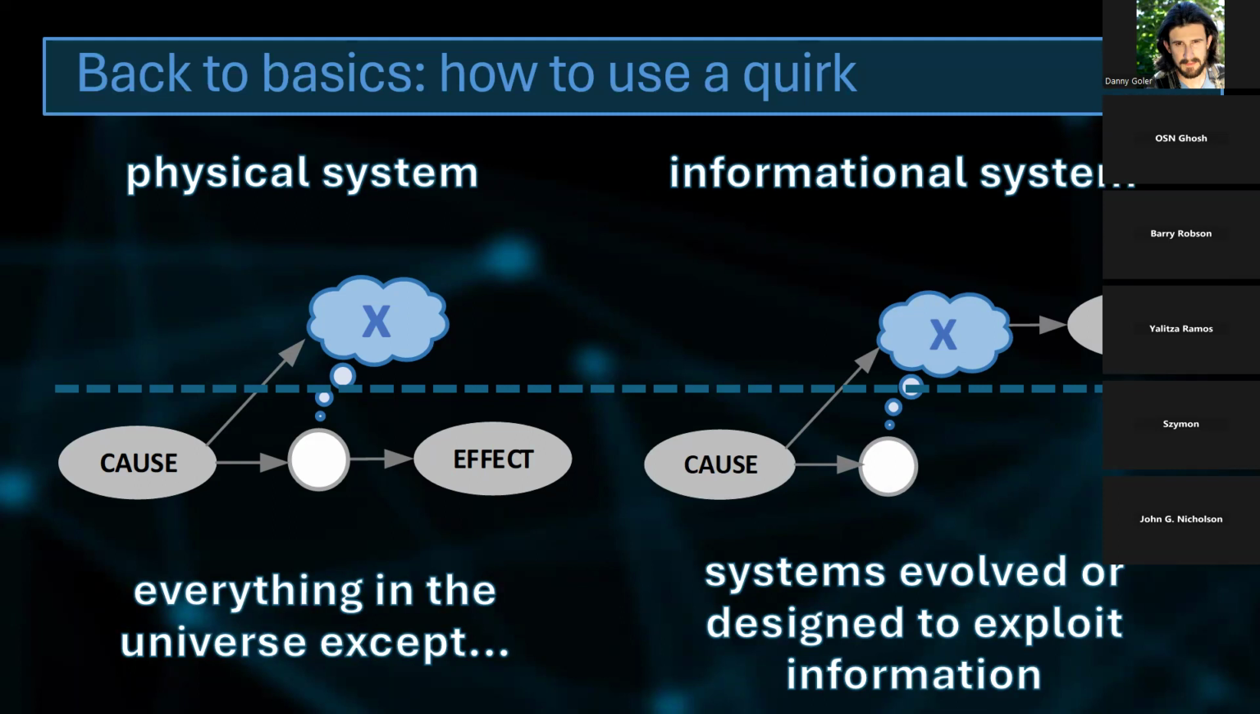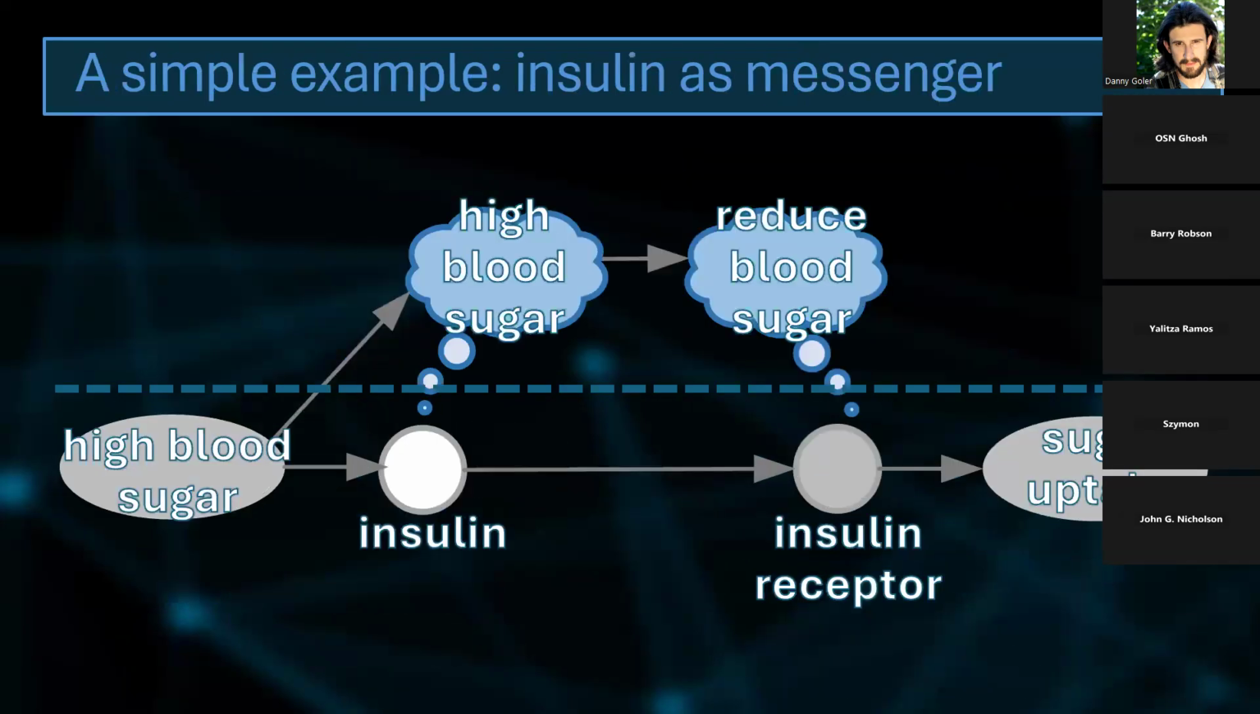The only systems that can do anything with this information functionally are systems that have evolved or been designed to exploit this information. And the example that I was just going to mention, a very simple example, is the use of insulin as a messenger molecule in the body. If you have a high blood sugar level that's detected in one part of the body, it leads to the release of insulin, which enters your bloodstream. The insulin goes somewhere else in your body where it causes sugar uptake.